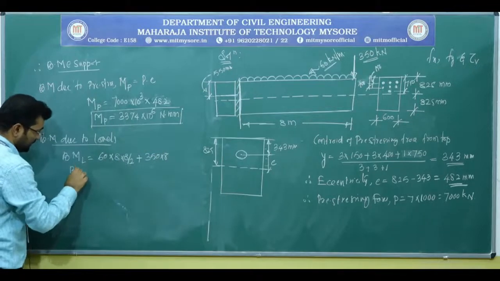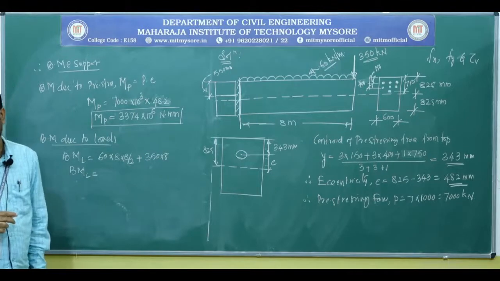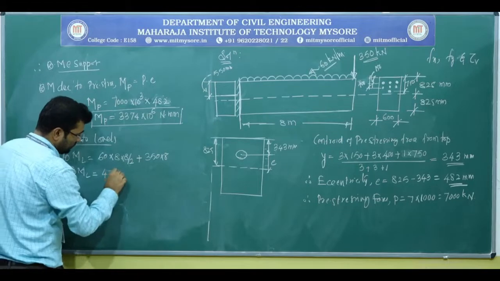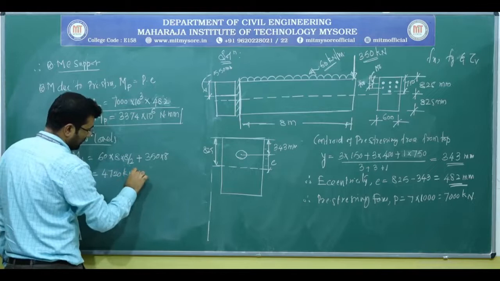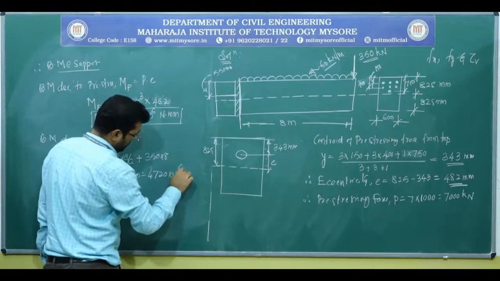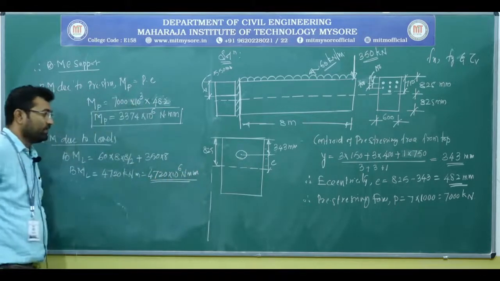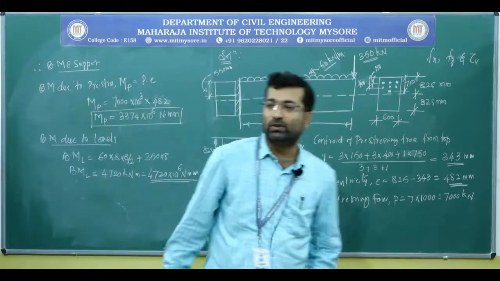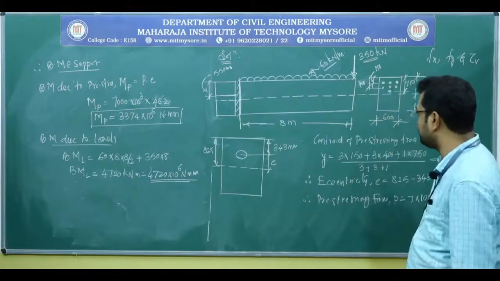This whole together it creates a total bending moment of 4720 kilonewton meter, or it is 4720 into 10 to the power 6 Newton millimeter. Okay. So this much of bending moment is created due to the external loads at the supports. Right.